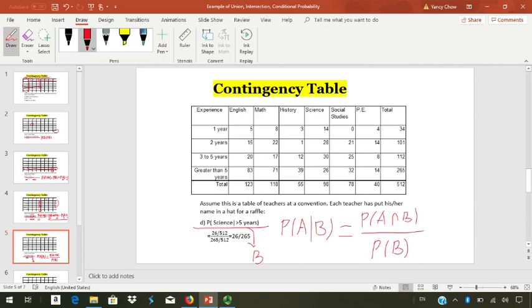So A and B, science and more than 5 years. Science and more than 5 years teaching experience is 26. So it will be 26 divided by the total number. Probability of B. B is more than 5 years. So it will be 265, no matter which subject you have, the total number. So you need to divide by the probability of B. That's this question.